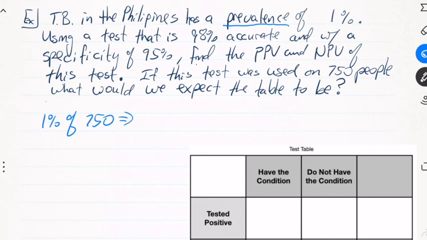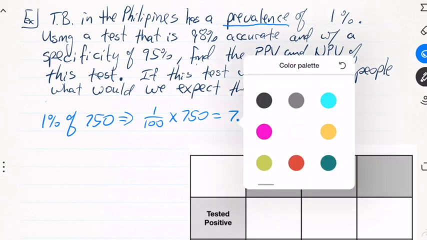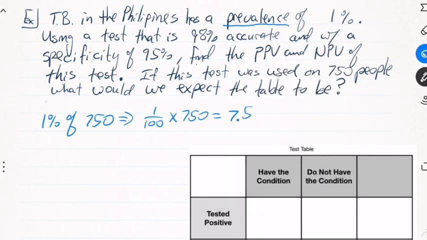So to do 1%, remember you have to take 1 and divide it by 100. And to take a percent of a number, you're going to multiply. So this is going to equal 7.5. Now, you can't have 7.5 people, and this would be with TB. We're trying to base this table on whole numbers, so we have a choice. We either round it up or we round it down.